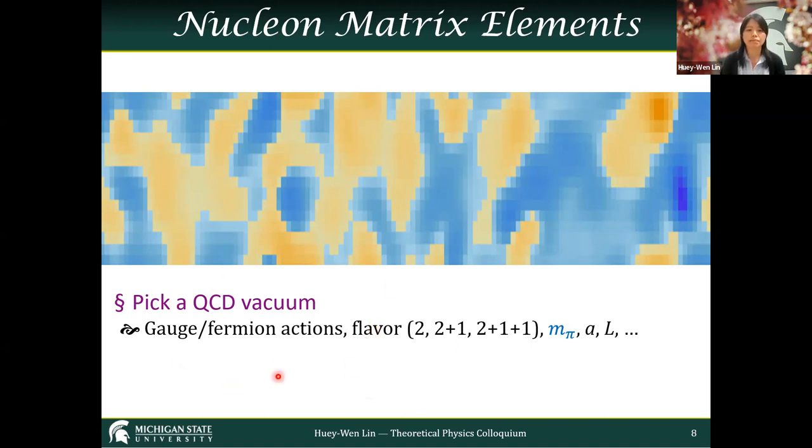And this is where the biggest collaboration that you see from the latest calculation comes in, because generating the vacuum is actually really complicated and very, very computationally intense. Therefore, a lot of collaborations are formed so that they can have enough manpower and resources to generate a lot of this QCD vacuum that a lot of us are using today.